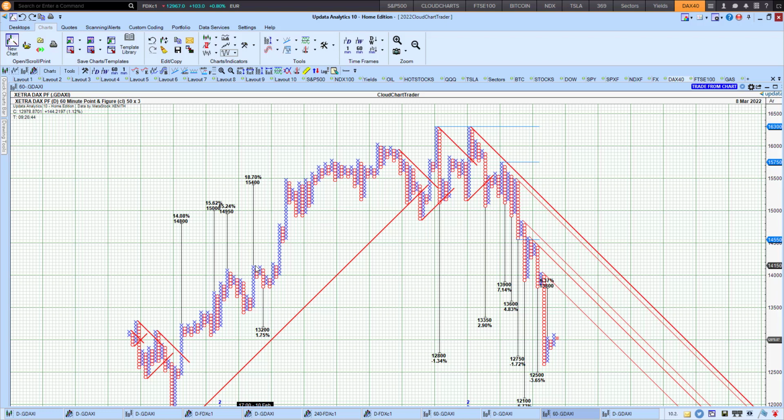So you have some ideas for the target to be activated. The index actually needs to move beyond that significant low in this case, or a significant high in that case, on which you are projecting the actual point and figure chart target. Okay, I hope that helps. But so far it looks like on the 50 by 3 Xetra DAX that we've got a slight reversal here with a 13,800 upside target.